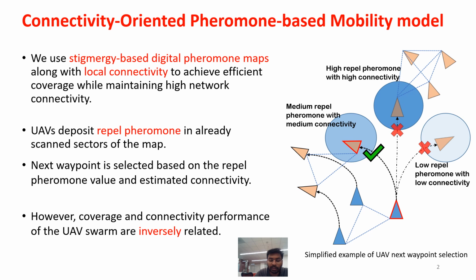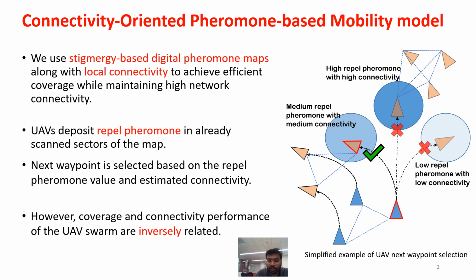In our scheme, we use technology-based digital pheromone maps along with local connectivity information to achieve efficient coverage while maintaining high network connectivity. High network connectivity facilitates the spread of digital pheromone maps and connectivity information throughout the swarm in order to coordinate the swarm and transmit data among the nodes. Here, the UAVs deposit repel pheromone in already scanned sectors of the map to promote coverage, and UAVs select the next waypoint based on the repel pheromone value and the estimated connectivity at the waypoints.